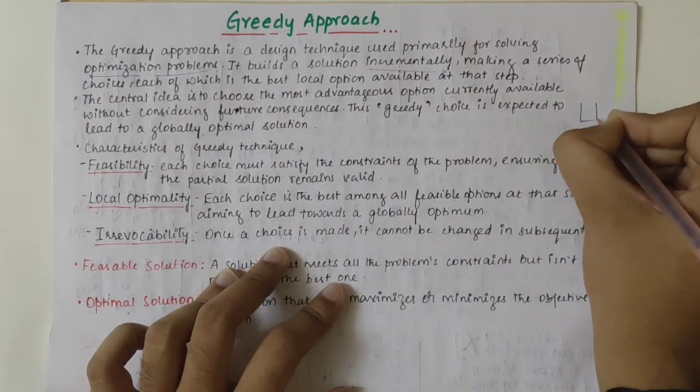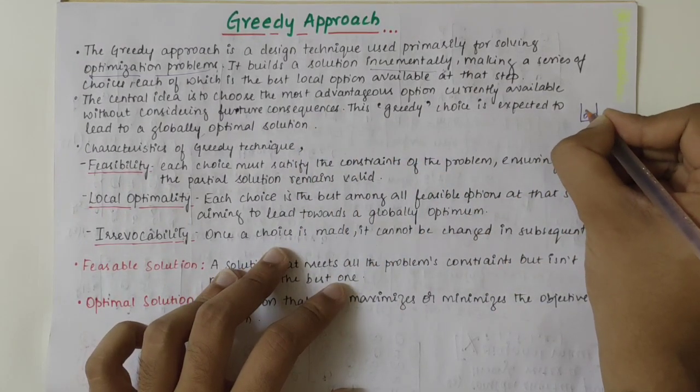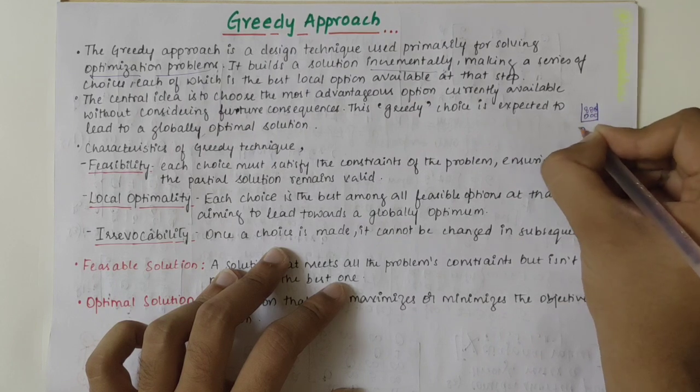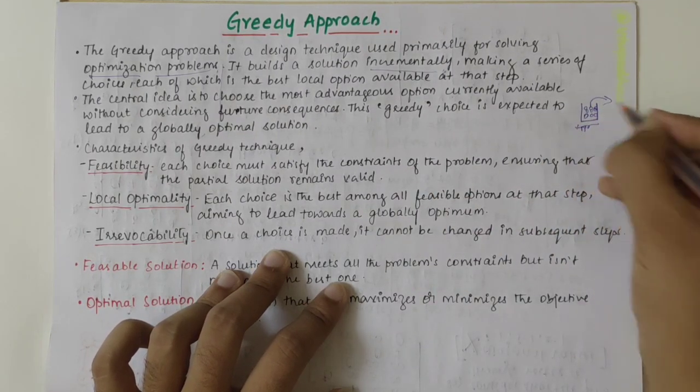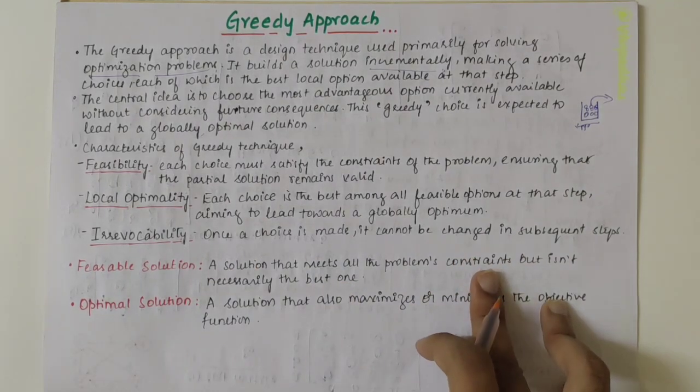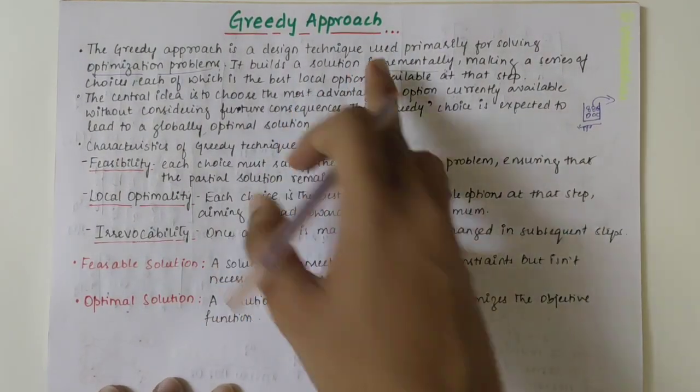So at every instance you find solutions, and after reaching the end, from these possible solutions you come up with a globally optimal solution. So that's what greedy approach basically speaks of.